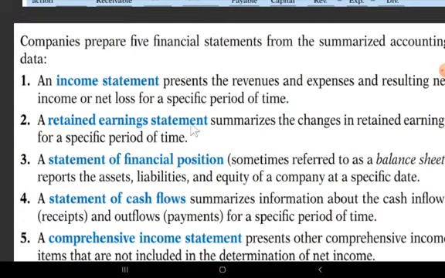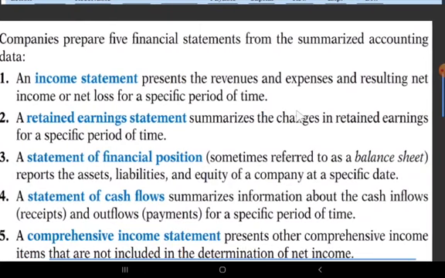Retained earnings statement summarizes the changes in retained earnings for a specific period of time.